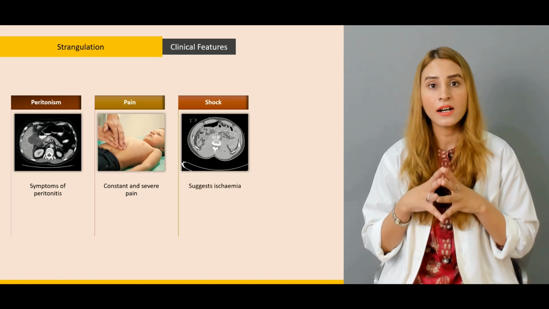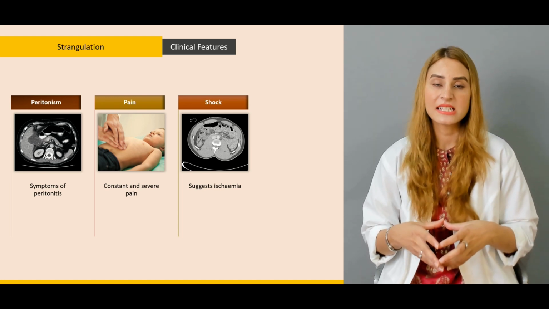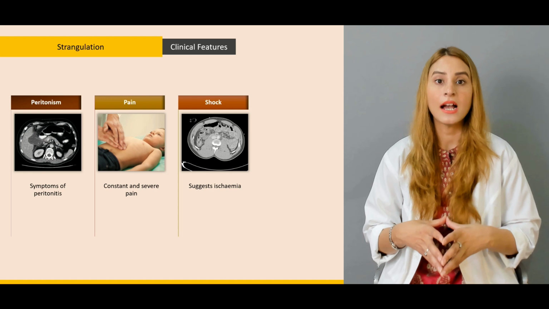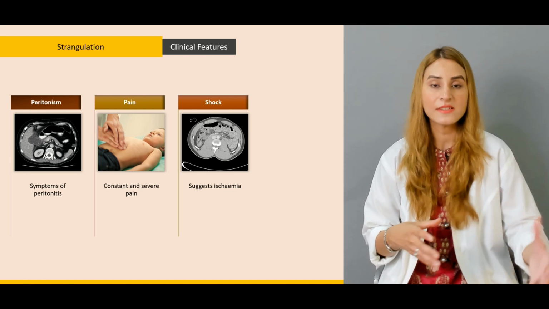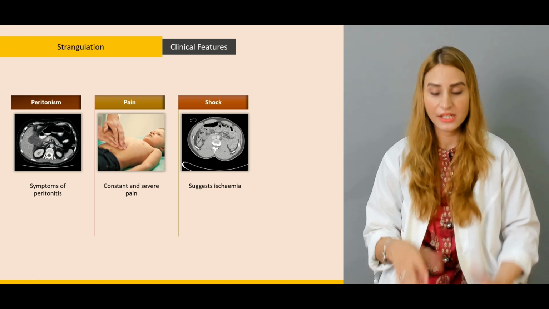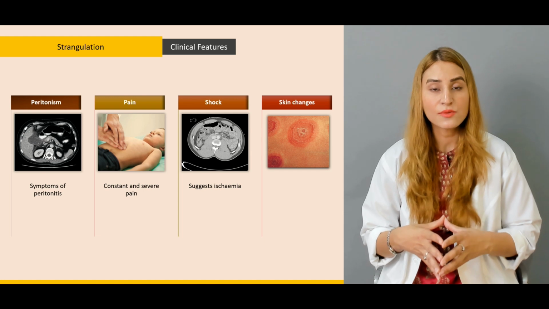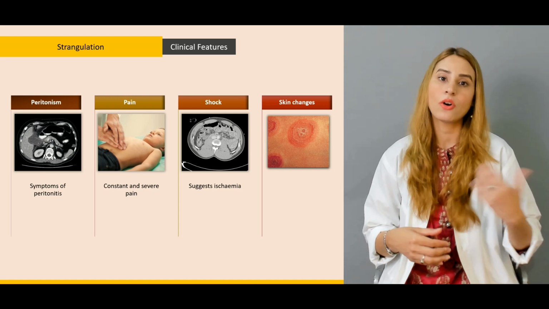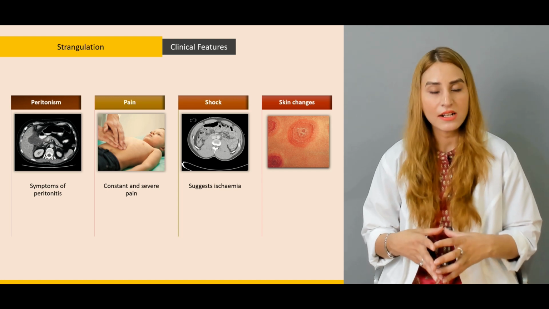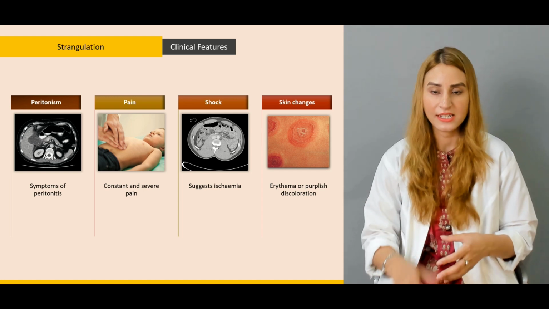And whenever shock is present, you have to think about ischemia, because secondary to ischemia, whenever the arterial supply is compromised or the venous supply is compromised, the patient can go into shock. So this is something very important. There can be skin changes as well, because whenever there's mesenteric ischemia, that can also involve the skin, and there can be skin changes like erythema or purplish discoloration.